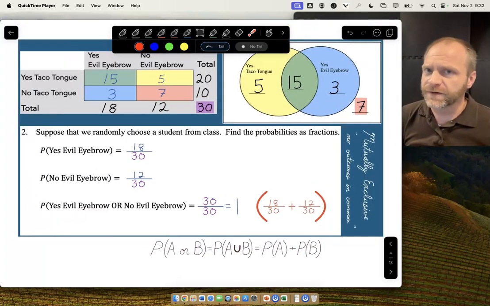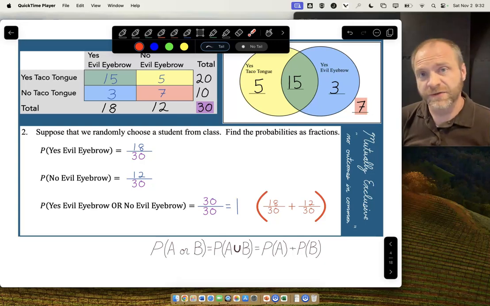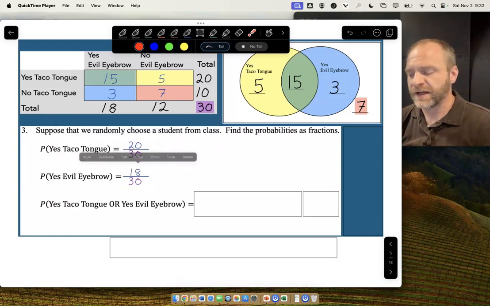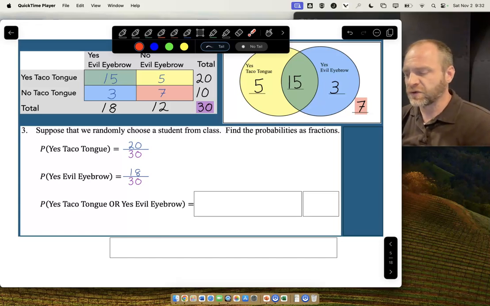So I wonder what number 3 is focusing on. If this is looking at mutually exclusive events, which are simple addition probabilities, you don't have to worry about anything because they had no outcomes in common, then I wonder what's going to happen in number 3. Same idea. Randomly choose a student, write the probabilities as fractions. We've already answered these, probability of yes taco tongue and yes evil eyebrow, back in question 1. So I'm just going to delete those and show you that the probability of yes taco tongue is going to be 20 out of 30. The probability of yes evil eyebrow is going to be 18 out of 30.